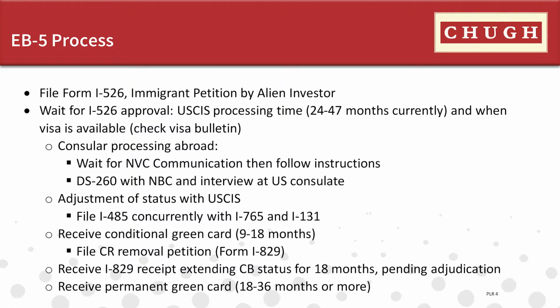Once you receive a receipt for extending the CR status, it's for 18 months, it's pending adjudication. At the end of that is when you'll receive your permanent green card, and it takes anywhere from 18 to 36 months or even longer in some cases. So that was just a brief overview of what the process is for the EB-5 application.